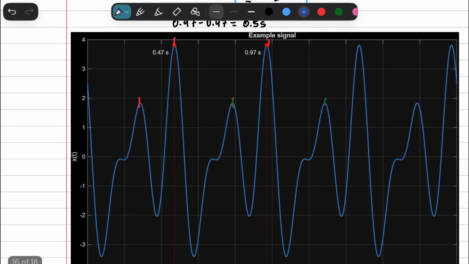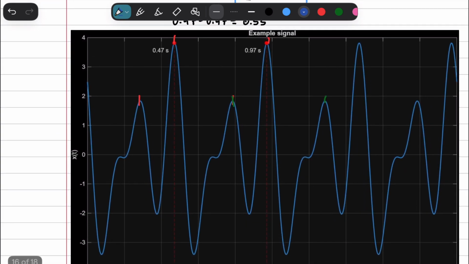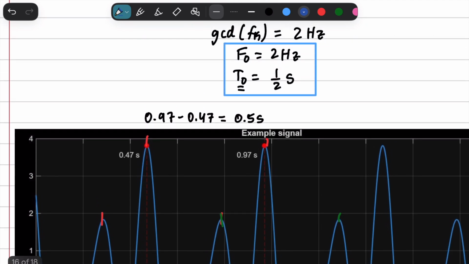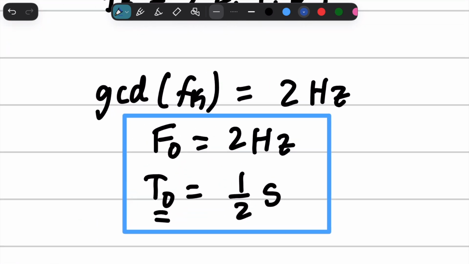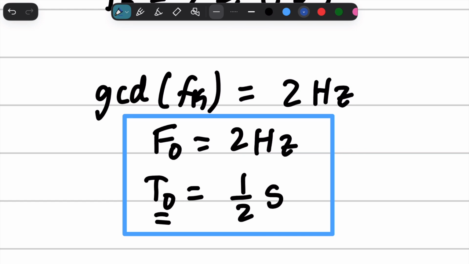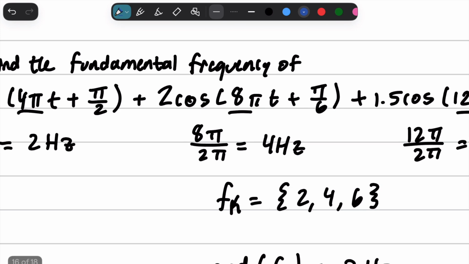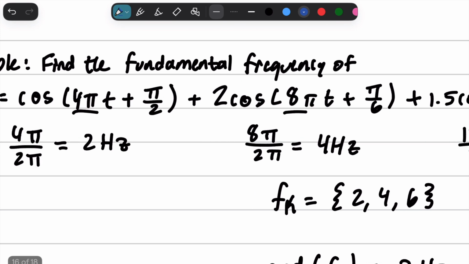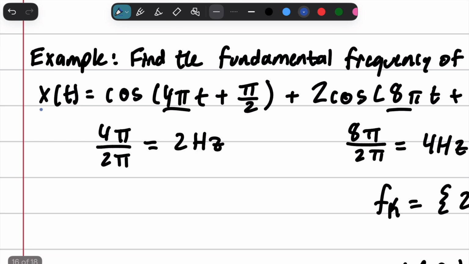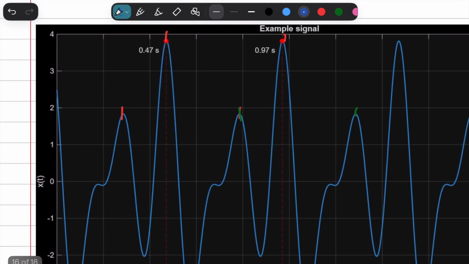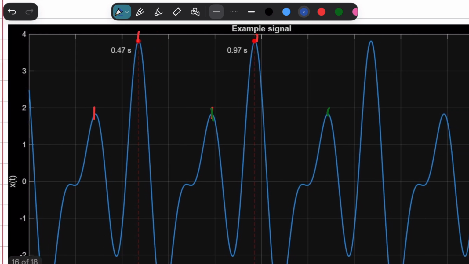And that's basically all you need to know about fundamental frequency, because things get a lot more complicated. But if you know that you just need to find the greatest common divisor of all the frequencies of some sum of cosines that produces a certain signal, then you can figure out when is the next time it will repeat this pattern.